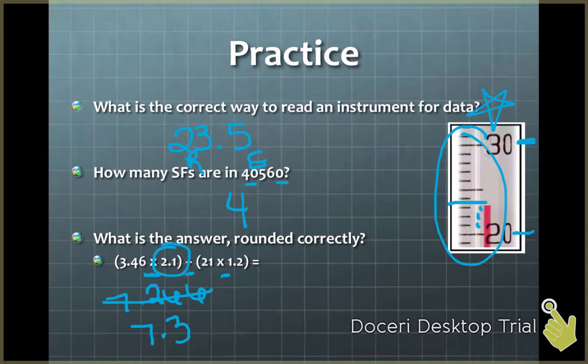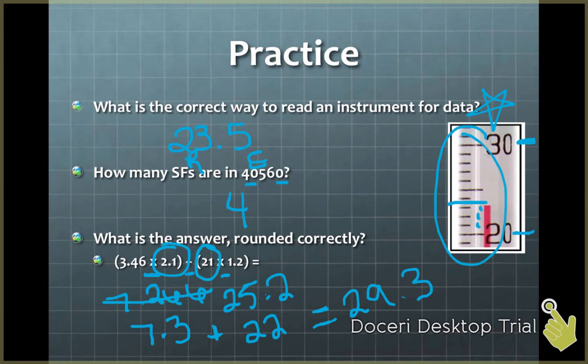21 times 1.2 gives us 25.2. Again, we can only be as accurate as our least accurate number. This one only has 2, so I would have to round this to 25. And then we have to add them together. Adding, we have to look at our number of decimal places. So 7.3 plus 22 gives us 29.3. But since 22 has no decimal places, I cannot keep that 0.3. Since 0.3 is less than 5, we get to keep it as 29.